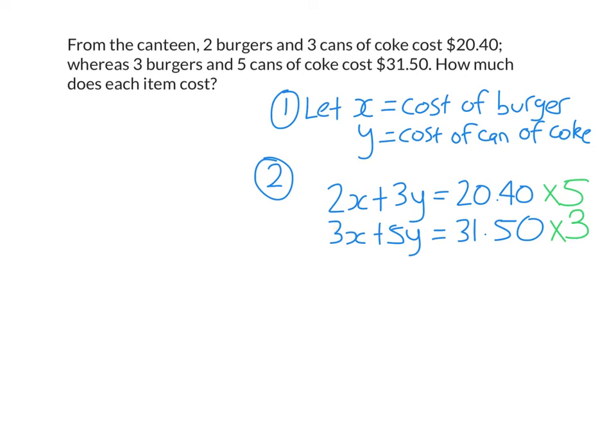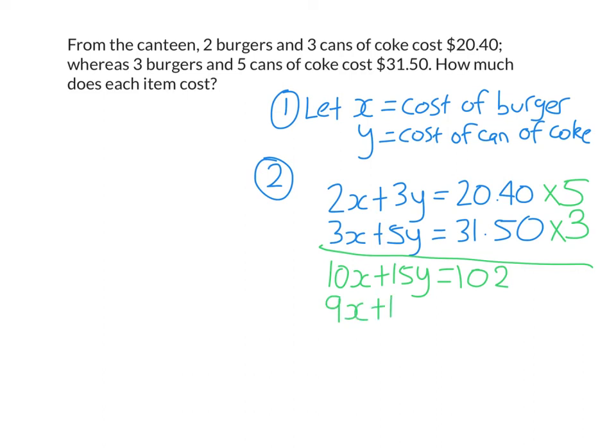So let's go ahead and multiply the top equation by 5. Once again, I need to multiply everything in the equation by 5. And now I'll do the same to the bottom equation, multiplying it by 3. Once again, I need to multiply absolutely everything by 3.